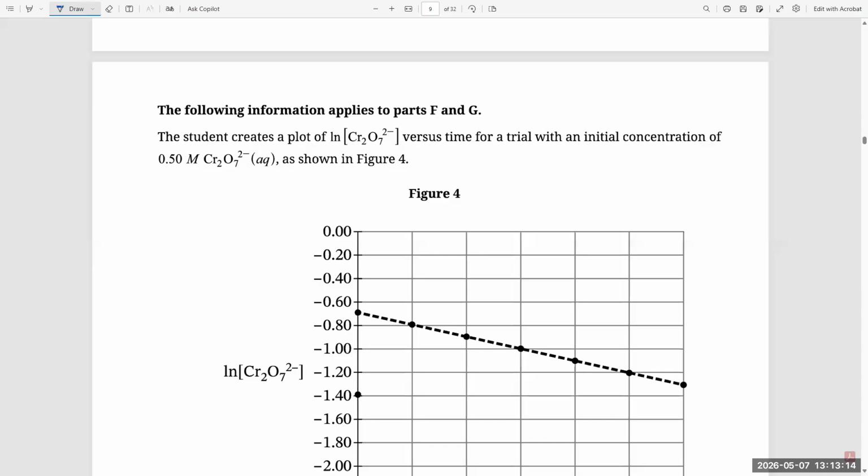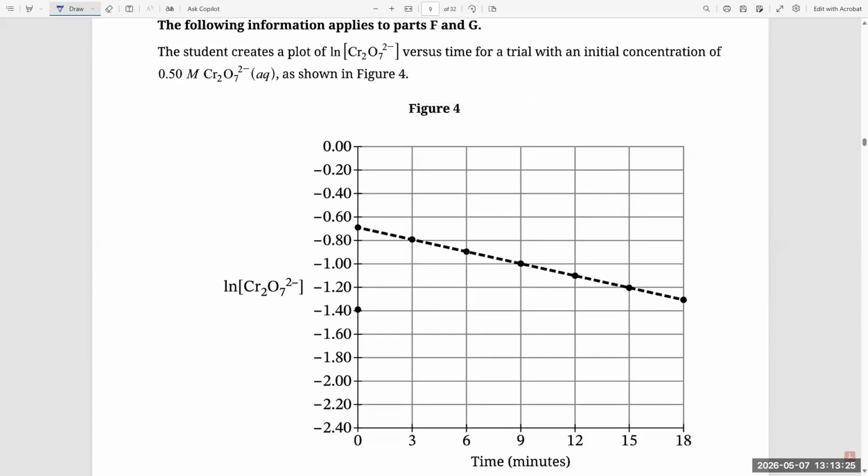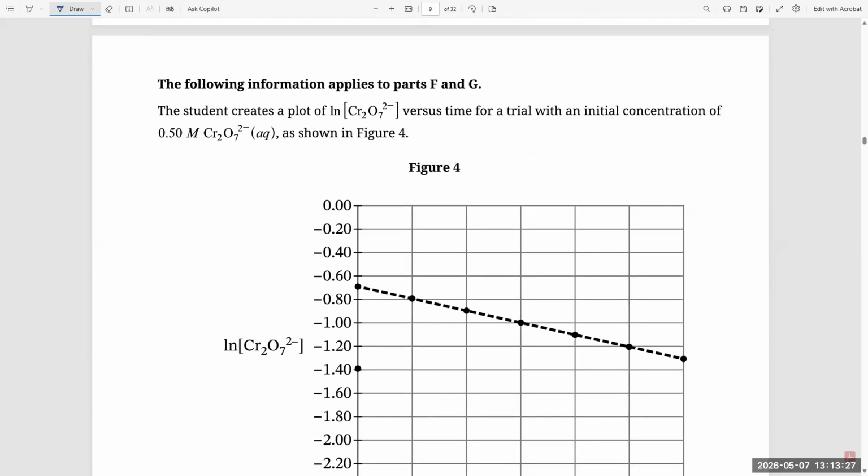Following information applies to parts F and G. The student creates a plot of net... Oh my God, they have it on the next one. God, that's so stupid, right? I guess we could have just looked over the next one. Although the time is different. That's okay. Student creates a plot of natural log of Cr2O7 2- versus time for a trial with an initial concentration of this as shown.